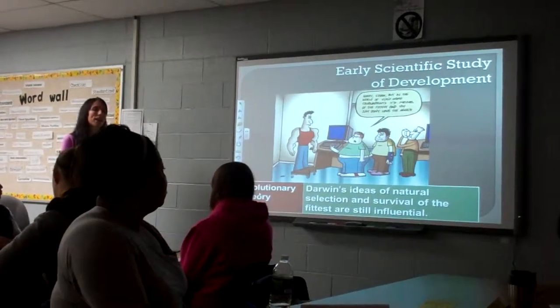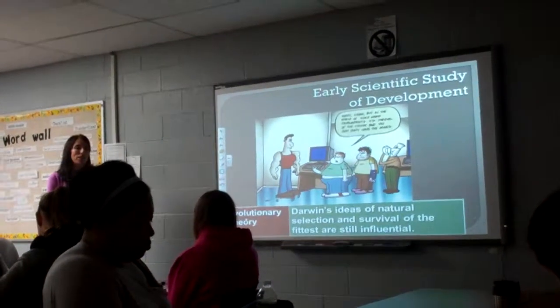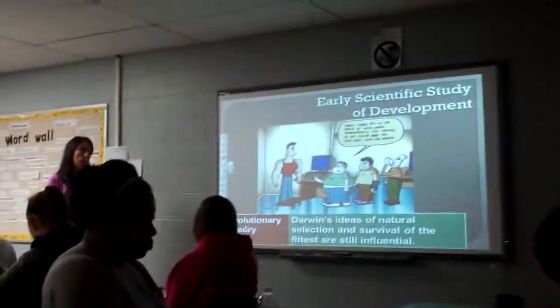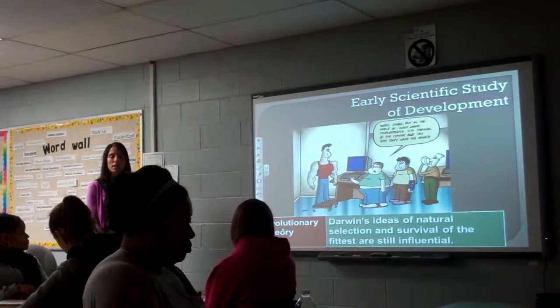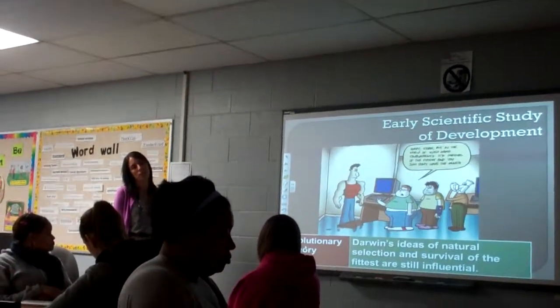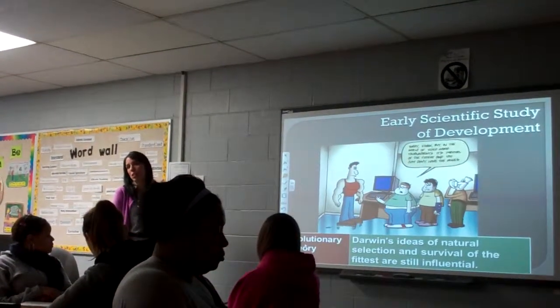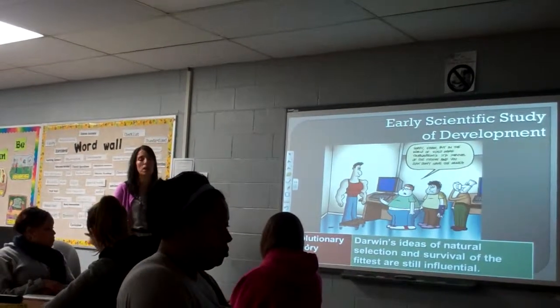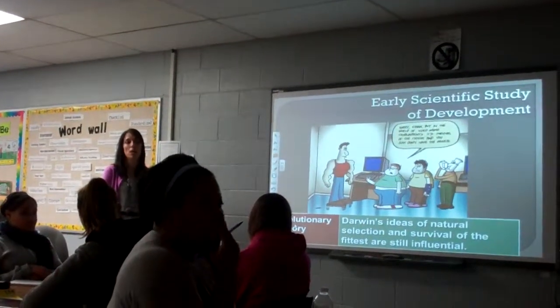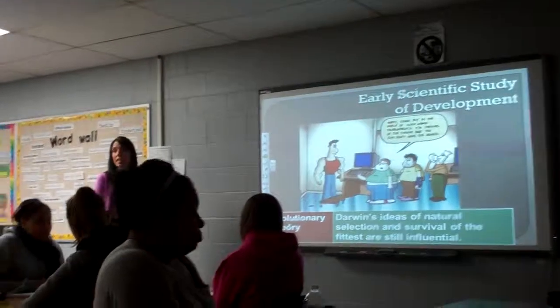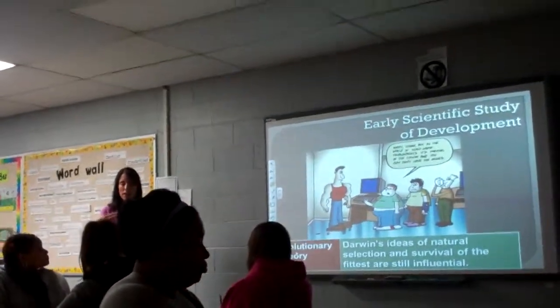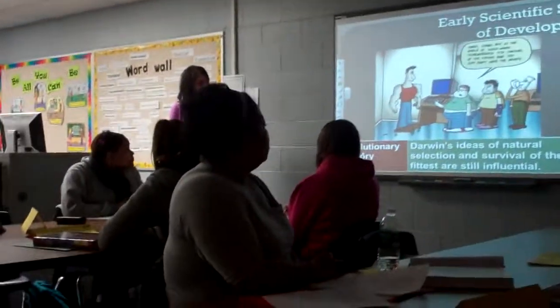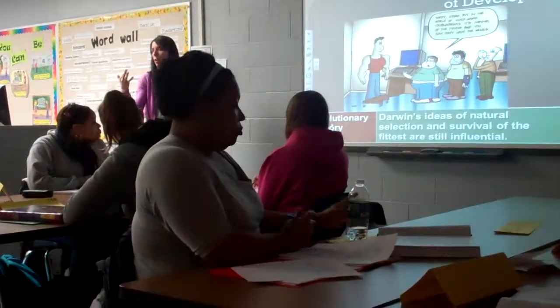What does Darwin suggest? Radical idea. Where does he say that we come from? From God, a mythical creature, a greater being? What does he say? Evolutionary. Yeah. Right.